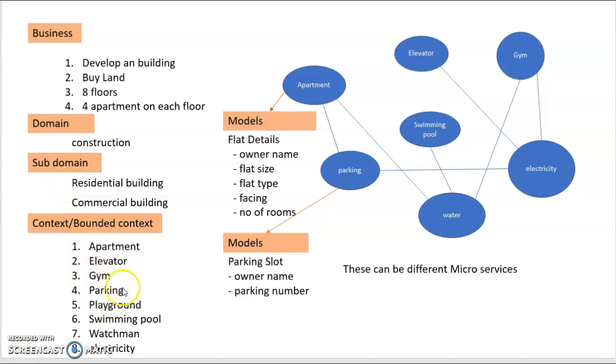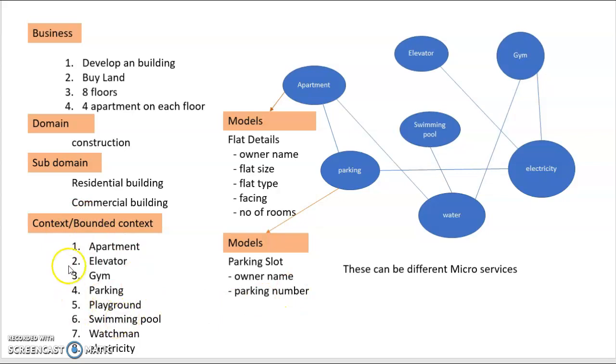The functionality of each bounded context is completely different. As you can see here, apartment is completely different from the elevator. The responsibility of gym is completely different from the elevator or apartment. Similarly for parking, playground, swimming pool, watchman, electricity. They all have their own set of responsibilities and they have their own boundaries as well.